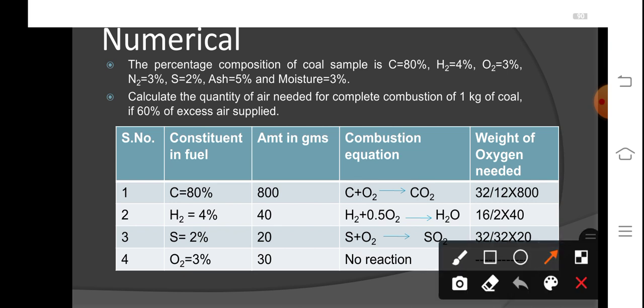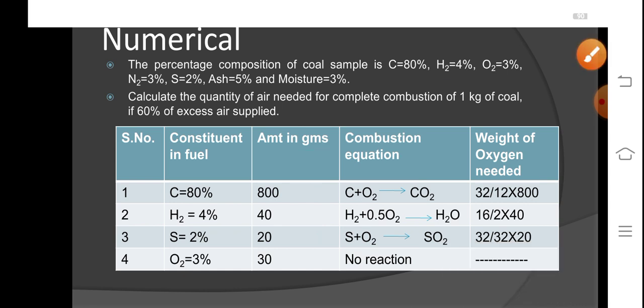Since carbon is combustible, its amount is 80%. We have to calculate the weight of air. So we are going to convert this 80% into grams. So 80% is equal to 800 grams. Similarly, 4% is equal to 40 grams, 2% is equal to 20 grams. And oxygen 3% is equal to 30 grams.